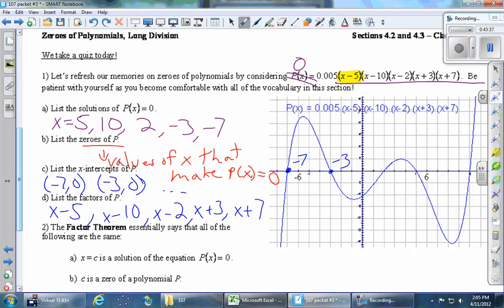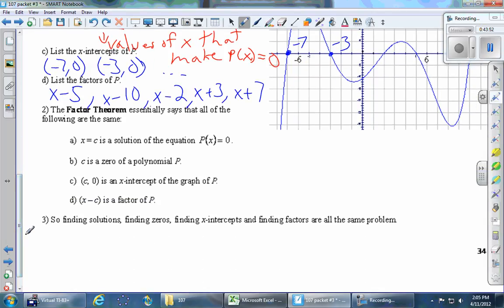Okay, there are 4 things that we just did in this question. We found solutions to that equation equals 0. We found the zeros of a polynomial. We found the x-intercepts of the graph. And we found the factors. And we're going to bring them all together down here in number 2 with the factor theorem.